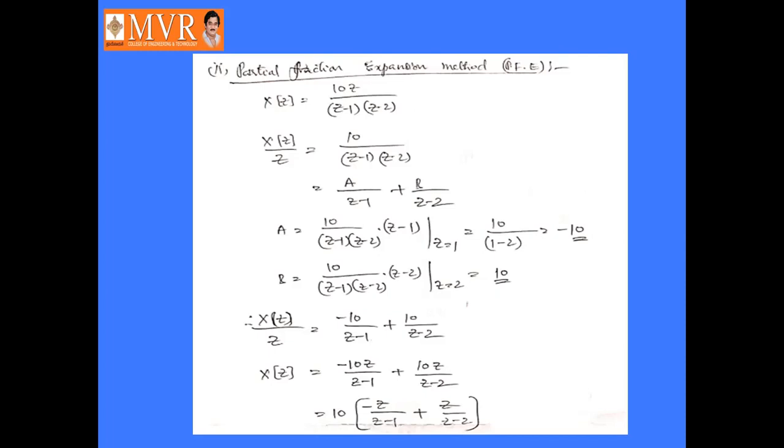In the same manner, we can calculate the value of b as b equal to z minus 2 into 10 by z minus 1 into z minus 2, by keeping z equal to 2. So the z minus 2 gets cancelled. It is 10 by z minus 1 and the z value is 2. So 10 by 2 minus 1, it is 10. Then x of z by z is equal to minus 10 by z minus 1 plus the b value 10 by z minus 2.